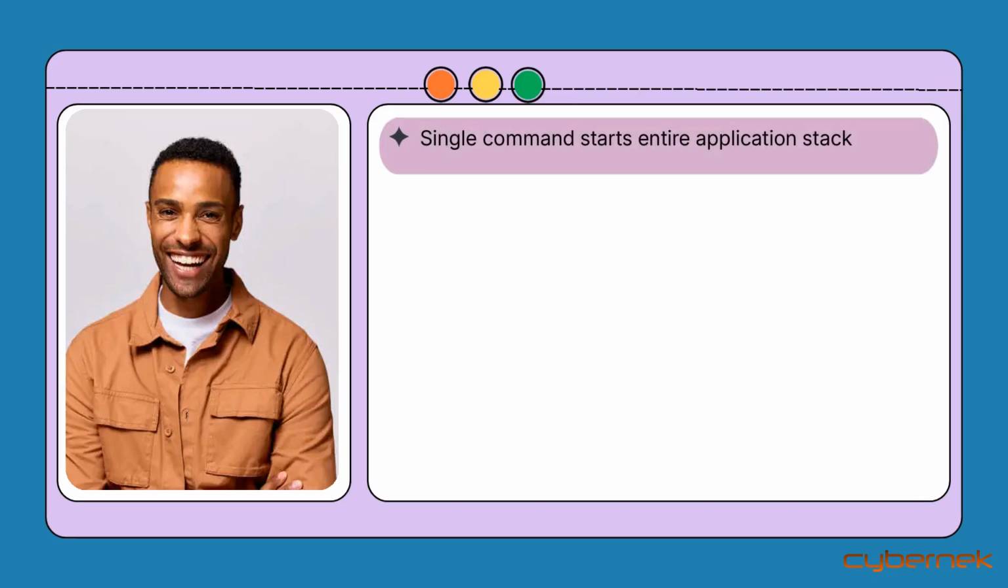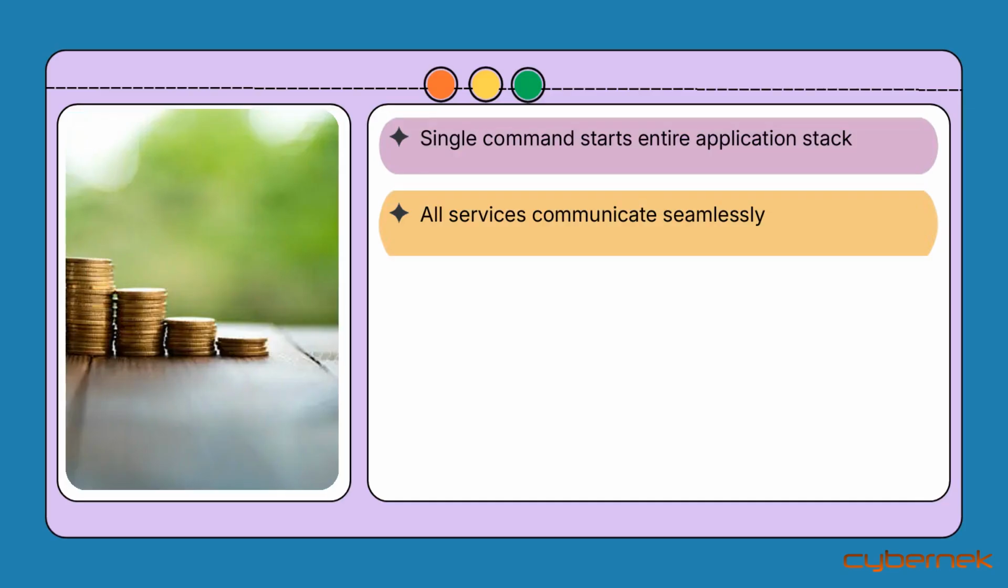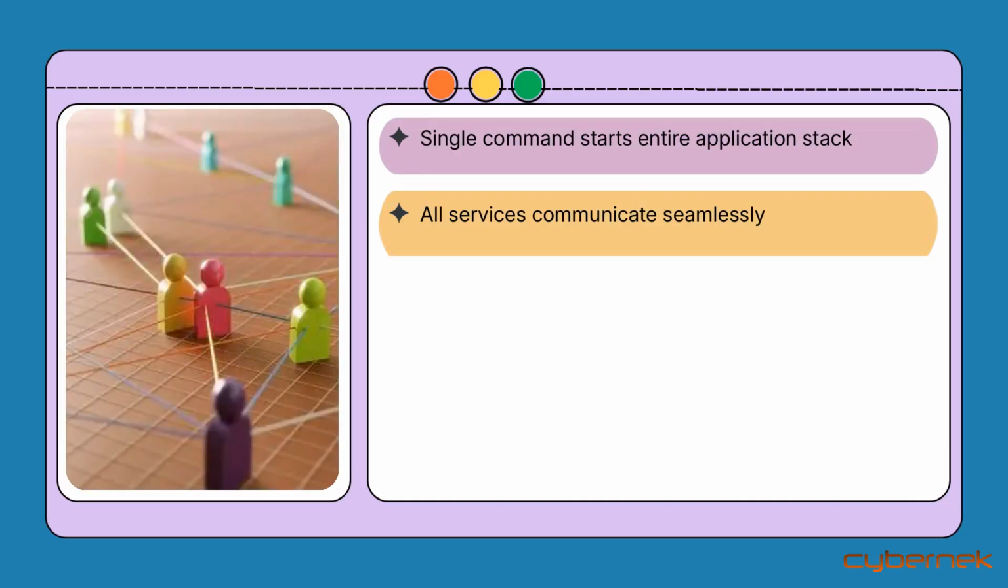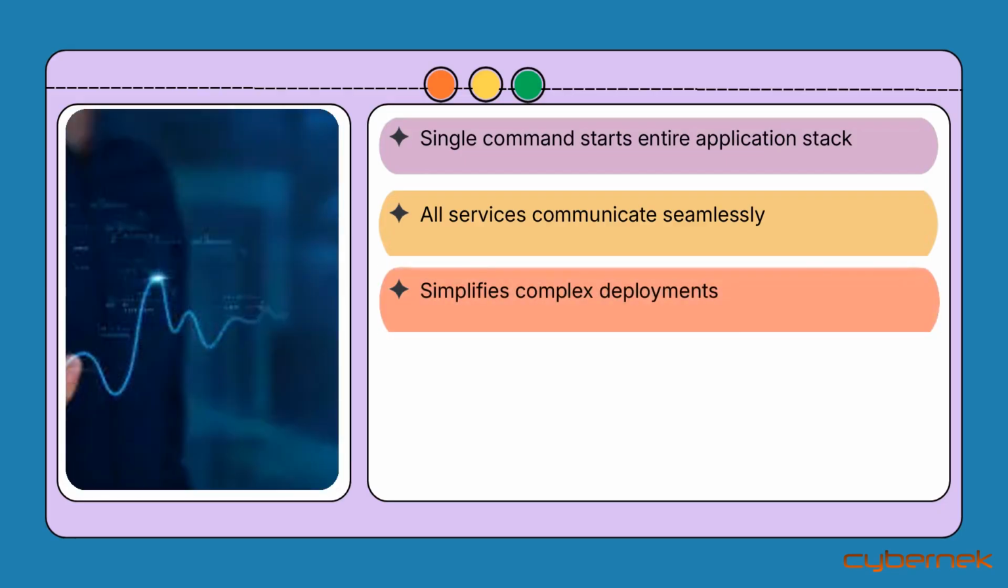With this Compose file, you can spin up your entire application stack with just one command. Docker Compose up. Your app, database, cache, and web server all start together and can communicate with each other seamlessly.